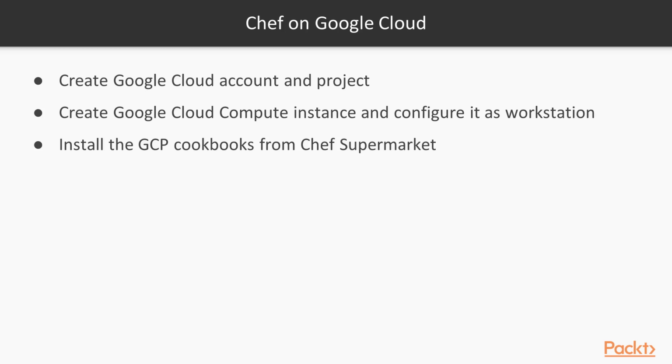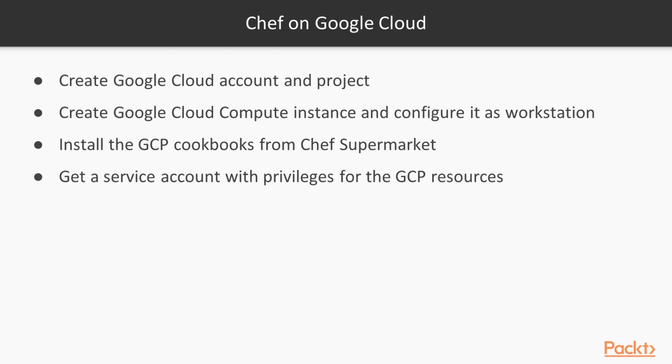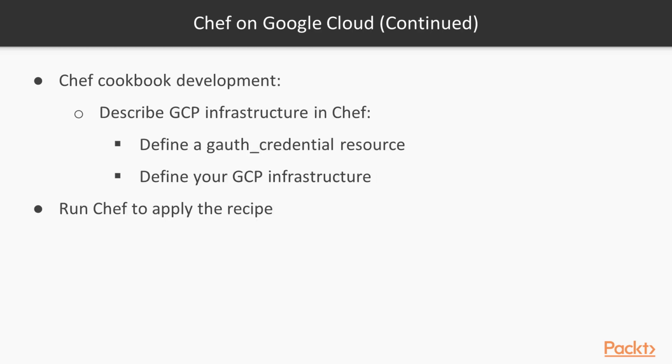But first, we would need to create a service account which has project editor privileges so that when we execute the Chef recipe from the Chef workstation, we are able to trigger the resource creation. We would develop a recipe in which we would create a compute instance, a disk, a network, and a few more resources. This Chef recipe will be executed using Chef Client. So let's see how we do this.